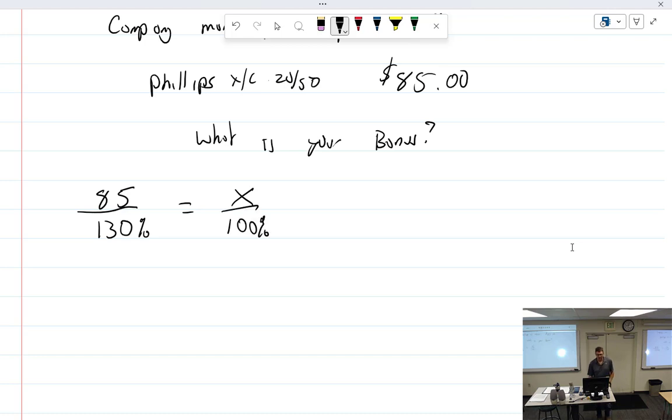All right, so we cross multiply. We get 85 times 1 equals 1.3x. We divide both sides by 1.3. And so x equals how much? 65.38. Yes, he is correct. 65.38. So what is 65.38? That's the original wholesale cost price. That's what I paid.